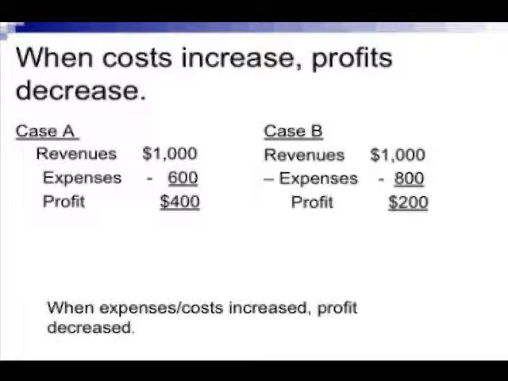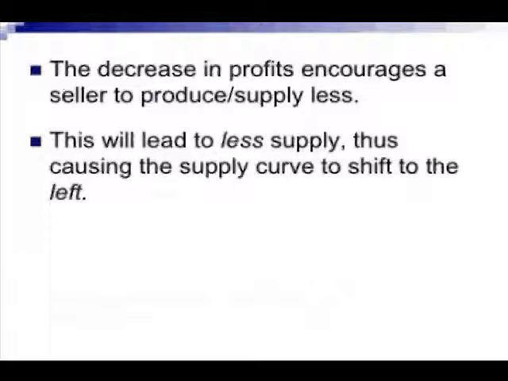Now, what happened here, expenses increased, profit declined. Maybe labor got more expensive. Maybe energy got more expensive. But whatever it is, our profit has declined. And this will happen, ceteris paribus, whenever expenses or costs increase. So when costs increase, profit decreases. That decrease in profits encourages the seller to produce or supply less. They're just not making as much money as they were before, so they maybe halt that production.